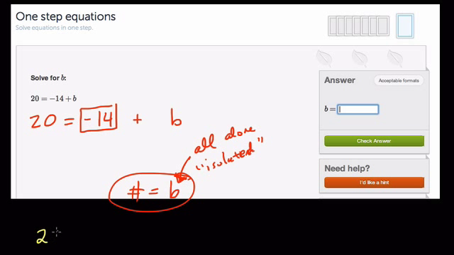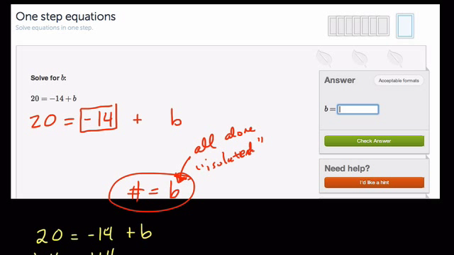So we have 20 equals negative 14 plus b. To get rid of that 14, we add. Adding is usually a great first step here, and not always, but sometimes. Adding 14 and negative 14 cancels out. 20 plus 14 is 34, and there's our answer: b is equal to 34.